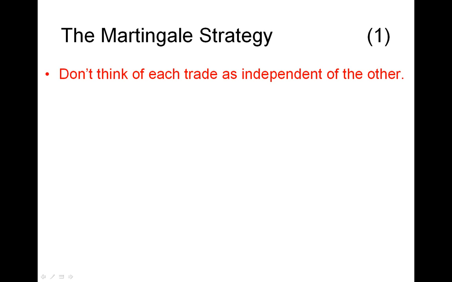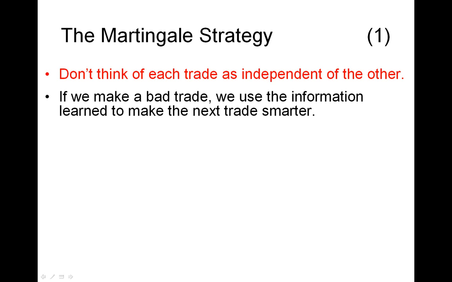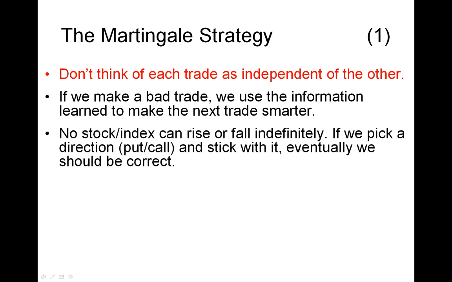So essentially, the Martingale strategy tries to view each trade as not being independent of the other. They're linked in a certain way. If we make a bad trade, we use the information we learned to make the next trade smarter. And we base this particular strategy on the philosophy that no currency or stock or index can rise or fall indefinitely. No matter which direction it's going in right now, eventually it should bounce in the opposite direction.